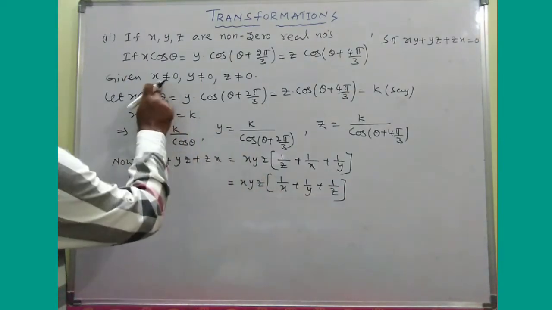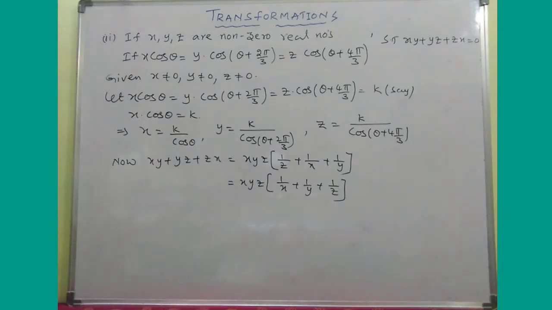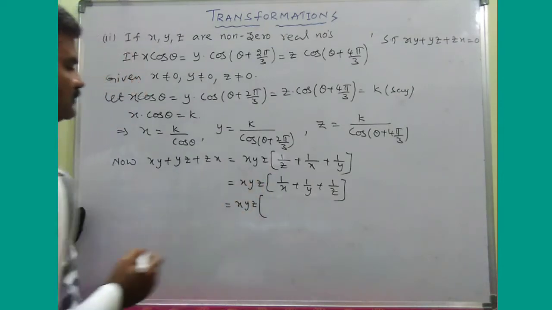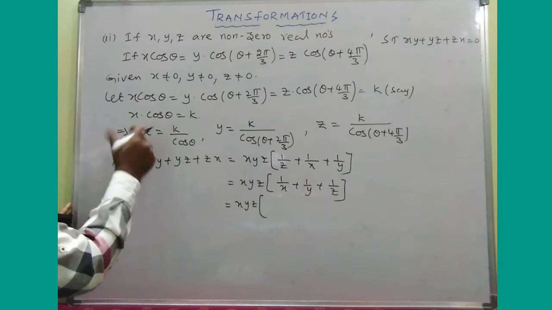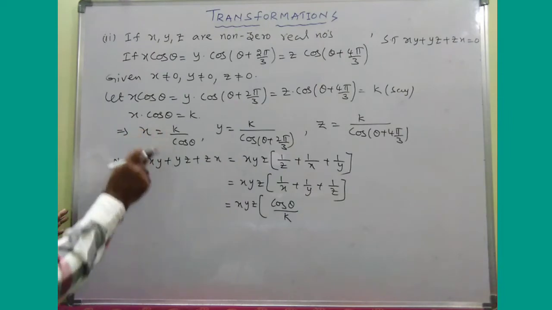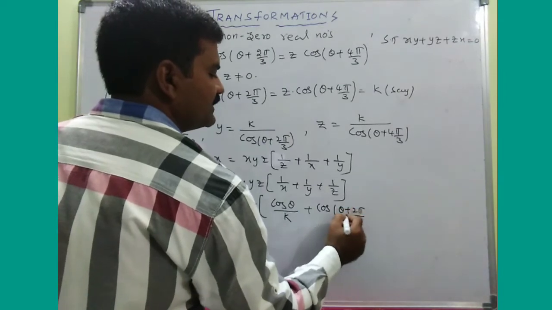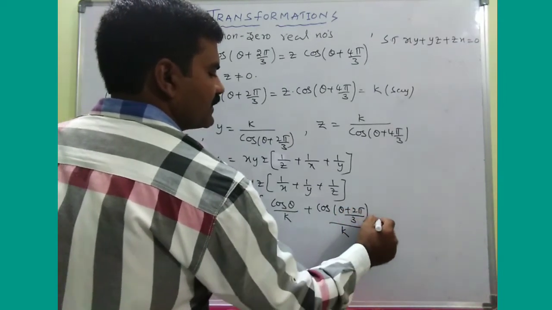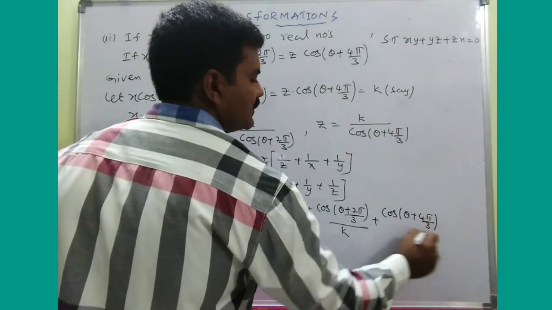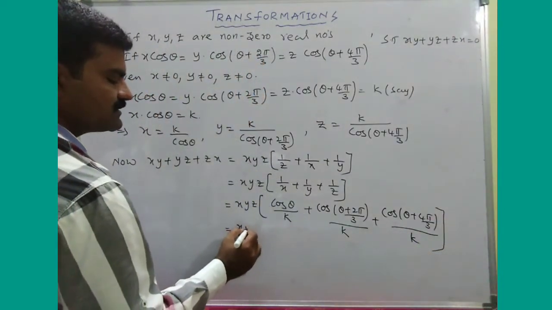No problem, since x, y, z are non-zero, then 1 by x, 1 by y, 1 by z are well defined. So let us see. This is equal to xyz into, if this is x, 1 by x means I can write cos theta by k, isn't it, the reciprocal? Similarly, 1 by y is cos of theta plus 2 pi by 3 by k, plus cos of theta plus 4 pi by 3 by k. So now this is xyz.